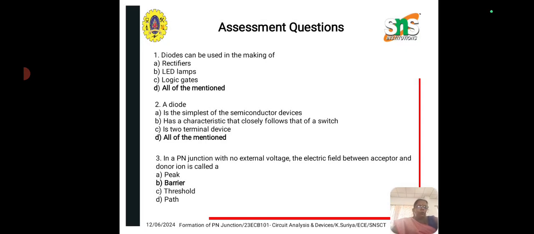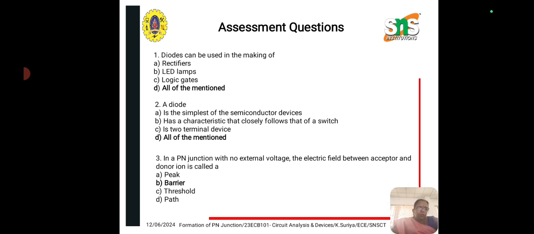Hope you understood how the PN junction is formed. So let us take up some assessment questions. Diodes can be used in making of: rectifiers, LED lamps, logic gates, all of the above. The answer is all of the above.